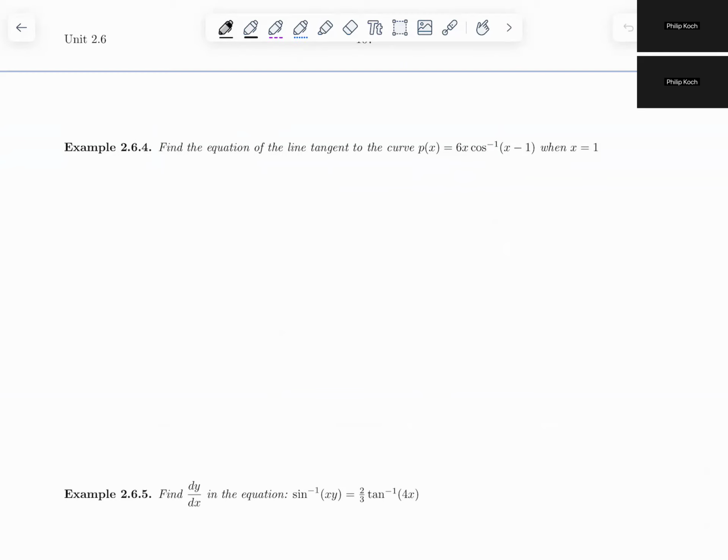So find the equation of the line tangent to the curve P of x is equal to 6x cosine inverse of x minus 1 when x is equal to 1. So tangent line. I need slope and I need a point. So for the slope, we need to find the derivative. So P prime of x by the product rule, f prime g, so 6 cosine inverse of x minus 1, plus g prime, which would be -1 over the square root of 1 minus x minus 1 squared.